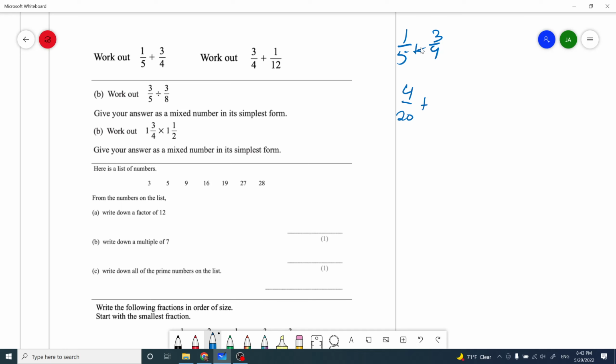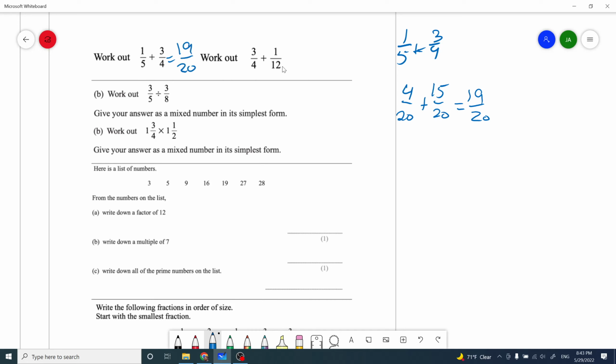And I can do the same over here. So 5 times 3 is 15. And 5 times 4 again is 20. So here I've got equivalent fractions. Now I just need to add the numerators, the number on top. So I have 19 over 20. I can't simplify. So that's my final answer, 19/20.